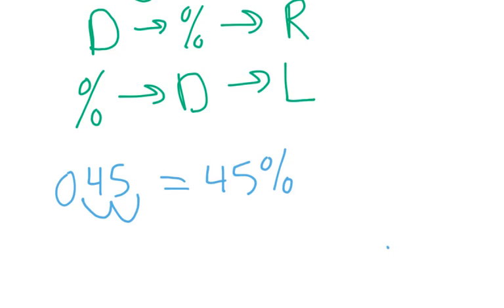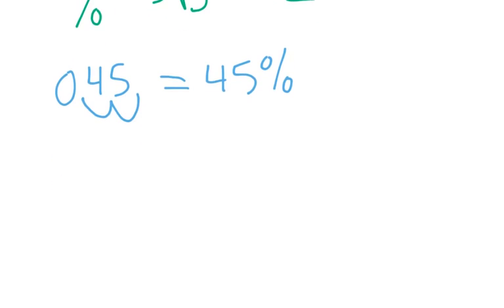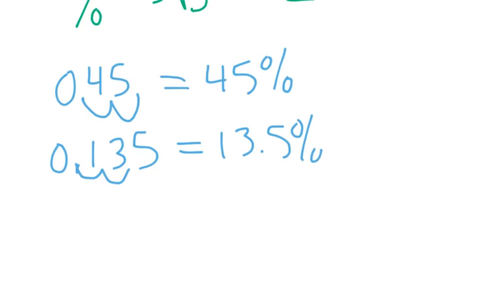Now, let's do this with some more complicated decimals. All right, let's say we have 1.35. The process is the same. We're always going to bump it 2 spots, 1, 2. So this equals 135%.